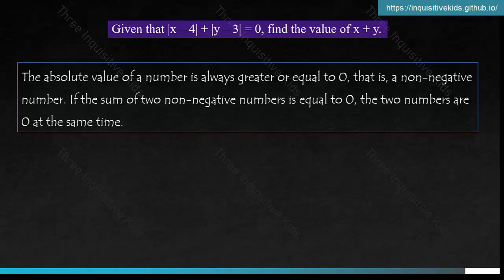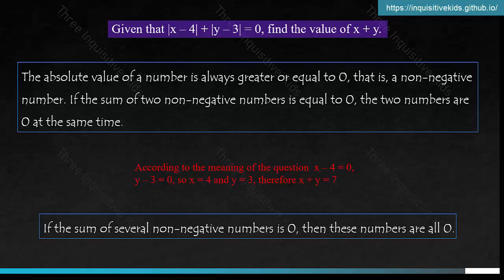The absolute value of a number is always greater than or equal to 0. That is a non-negative number. If the sum of two non-negative numbers is equal to 0, the two numbers are 0 at the same time, which means that x minus 4 has to be 0 and y minus 3 has to be 0. And so x will have to be 4 and y will have to be 3. And 4 plus 3 is 7. If the sum of several non-negative numbers is 0, then these numbers are all 0.